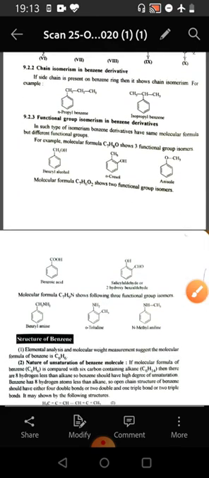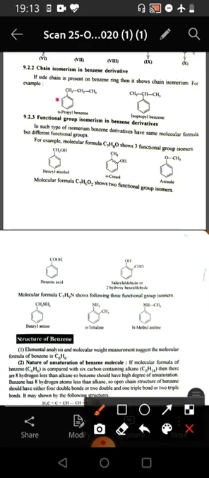Then we come to chain isomerism in benzene derivatives. If a side chain is present on the benzene ring, then it shows chain isomerism. For example, if there is propane, then whether this benzene is attached to the terminal carbon of the propane or to the middle carbon of the propane. Here it is attached to the primary carbon and here it is attached to the secondary carbon. So it forms n-propylbenzene and isopropylbenzene.